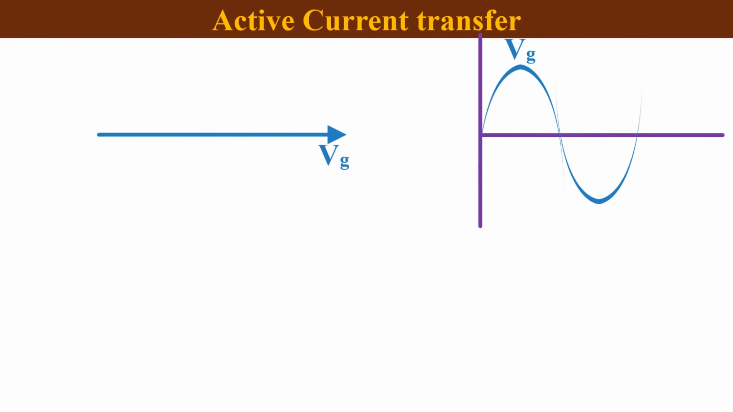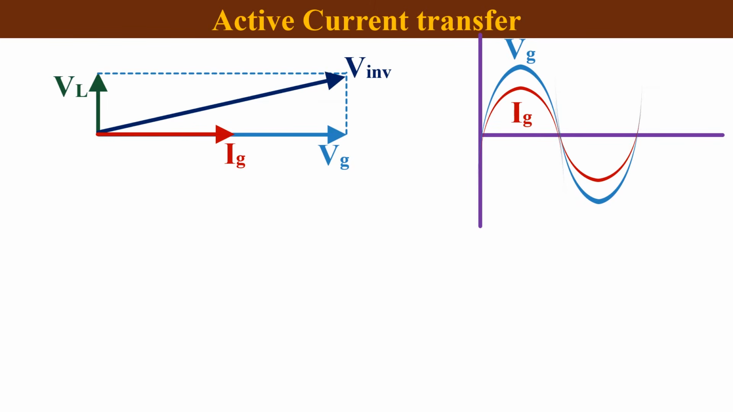Now I will explain the concept of active power transfer. For that we need to draw the phasor diagram. First I will draw the grid voltage. Now let me mark the current. Since we are sending active current, the current will align in phase with the voltage. Now we need to mark the voltage drop across the inductor. We know that, in case of an inductor, voltage always leads the current by 90 degrees. Therefore we can mark VL at an angle of 90 degrees from the current. Now add the two phasors, VG and VL, to get the inverter voltage.